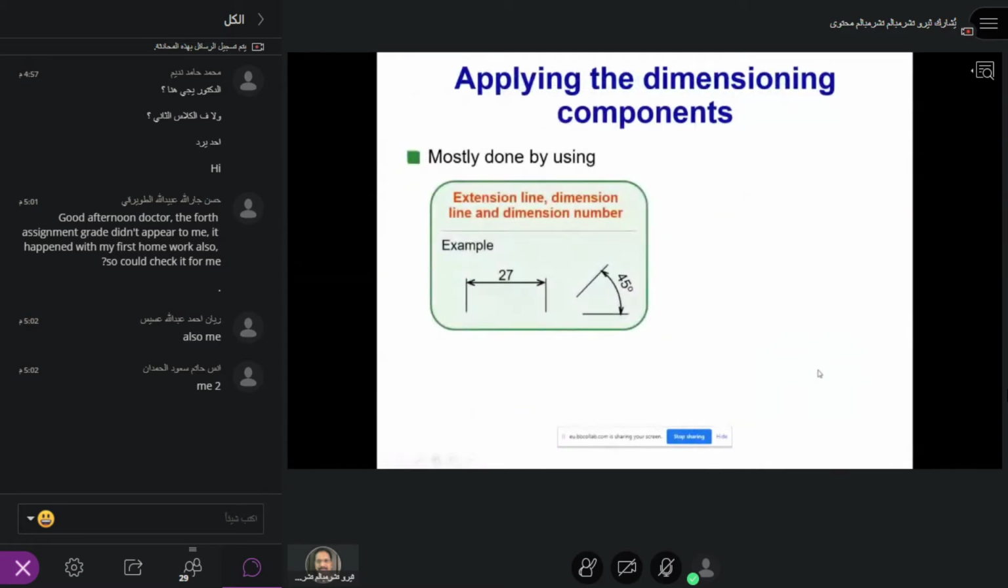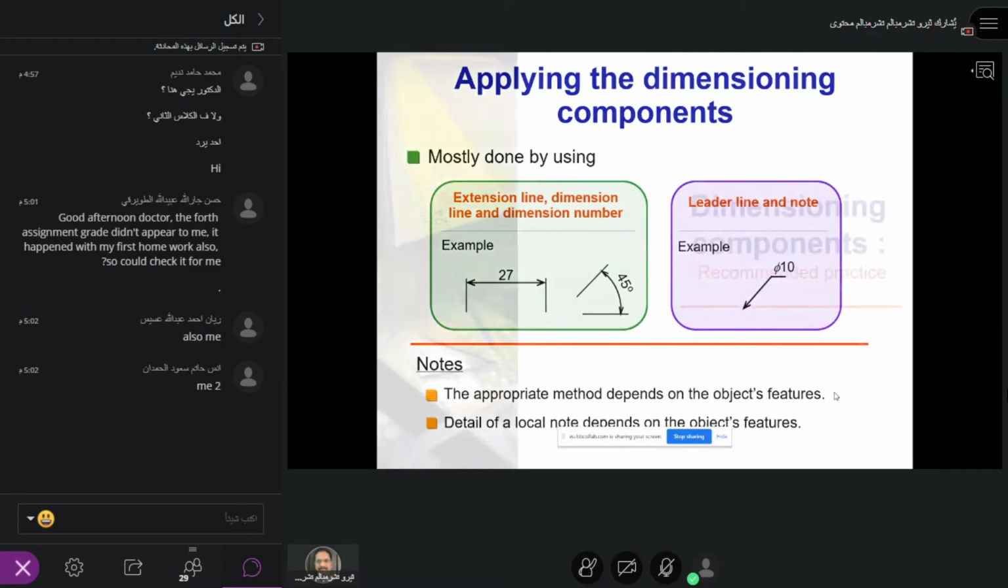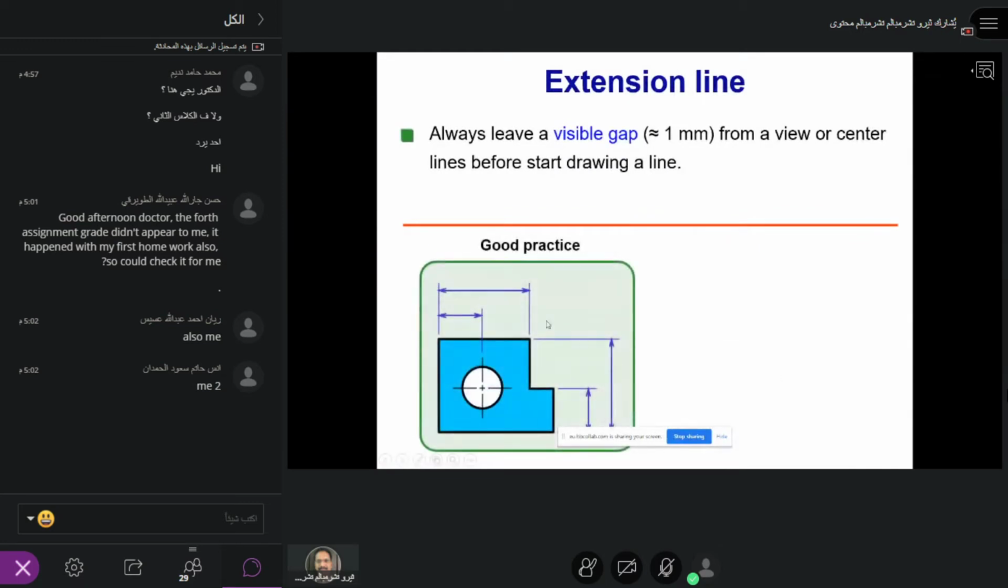So dimension components, how to do this? I think you already know this. So this is how we did this. So you knew this before. Then this also, last class I mentioned, you should always keep a gap of less than or equal to 1 mm between the object and the extension lines, or the blue color lines here that you have.